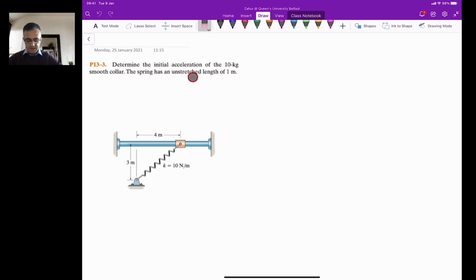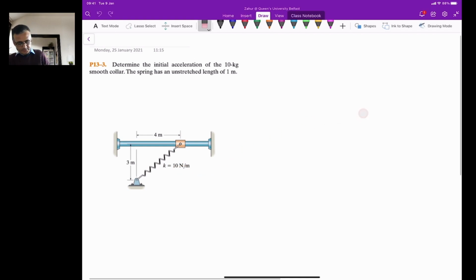The spring has an unstretched length of 1 meter. So the unstretched length of this spring is 1 meter, and in the current position, obviously, it is stretched. So you will need to calculate the acceleration of this collar due to the force of this spring here. Now again, you're also given these distances. The distance from here to here is 3, and from here to here is 4. And you're also given the spring constant, which is k in this case, and which is 10 Newton per meter.